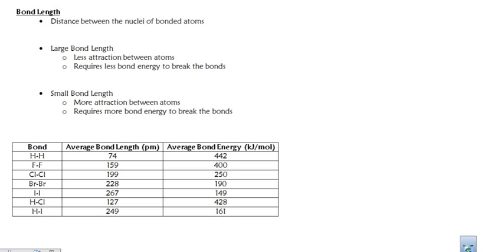This video will look at bond length and bond energy. Bond length is described as the distance between two nuclei that are bonded together. This chart gives me a couple bonds to look at.